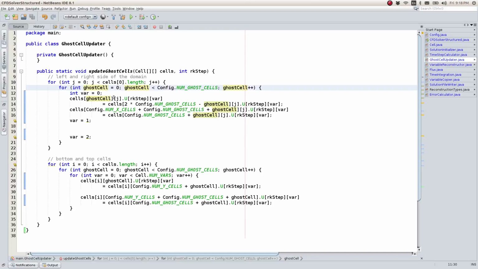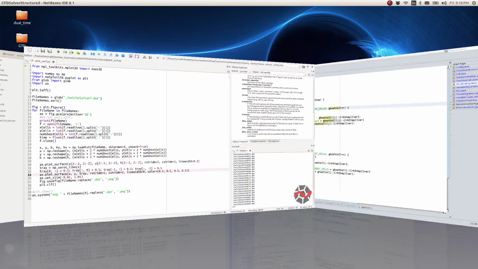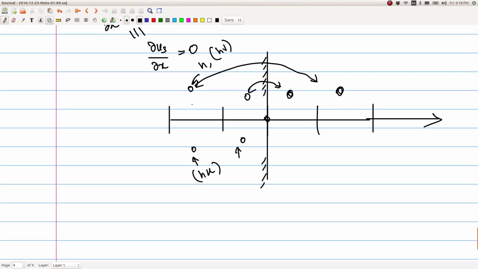When the ghost cell is 0, so I'm taking the leftmost cell, this cell should be equal to this cell. So that is equal to, let the numbers be 0, 1, 2, 3. So that should be equal to 3. So if I do 2 times number of ghost cells minus... okay, that should be 2 times number of ghost cells minus 0 minus 1.